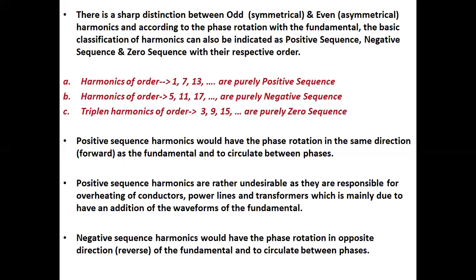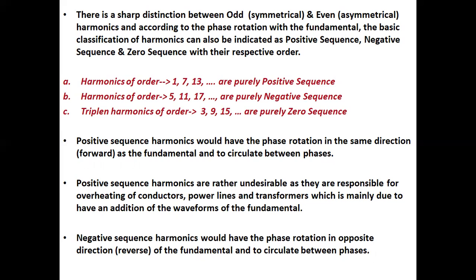And according to the phase rotation of the fundamental, the basic classification of the harmonics can also be indicated as positive sequence, negative sequence, and zero sequence with their respective order. Harmonics of order 1, 7, 13 are purely positive sequence. Harmonics of order 5, 11, 17 are purely negative sequence. Triplen harmonics of order 3, 9, 15 are purely zero sequence.